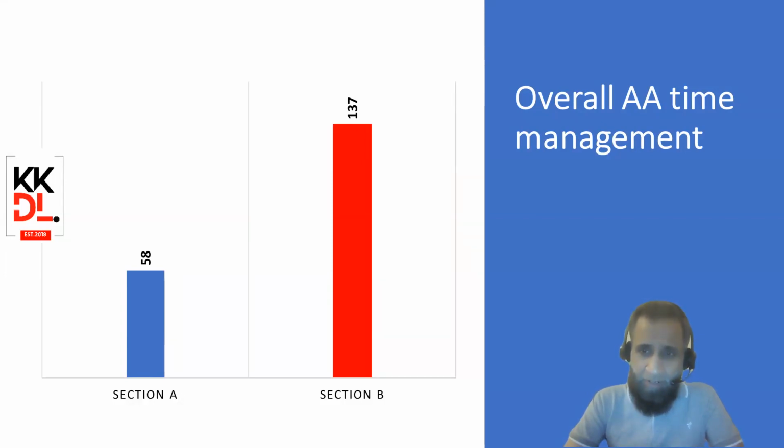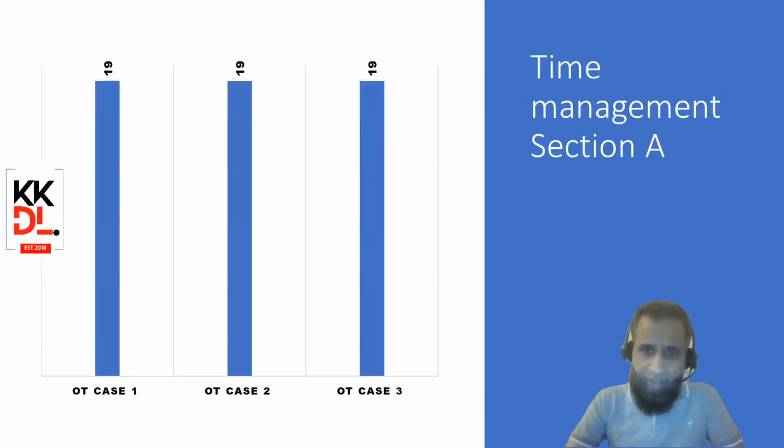Now, we know there are lots of questions in section B and again, lots of questions in section A, and you need to bifurcate that 58 minutes and 137 minutes, which I will be guiding you shortly. But ensuring you give a reasonable time to each section to complete it is very, very important. Now, just breaking that time for section A, where we had 58 minutes. In section A, we have 3 OT cases. Now, each OT case will get 19 minutes or psychologically 20 minutes.